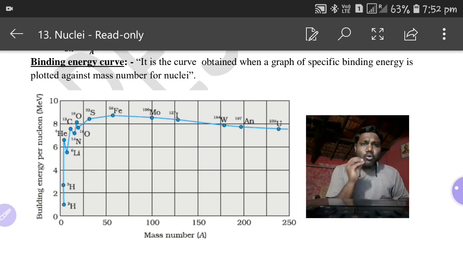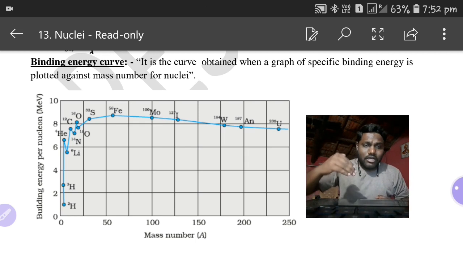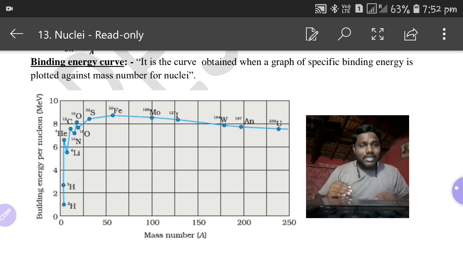So this is one of the most important characteristics of this curve. Listen carefully, this curve clearly explains that the lighter nuclei and the heavy nuclei, the nuclei with mass number less than 30 and the nuclei with mass number more than 170, have less binding energy, therefore they are less stable in nature. Is this clear?